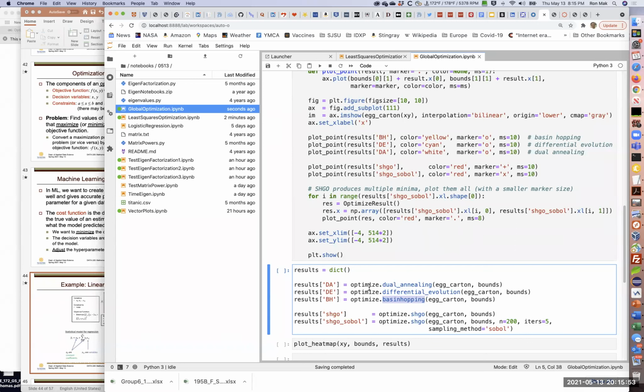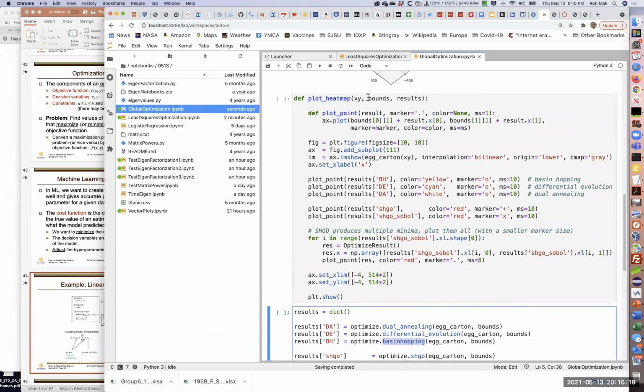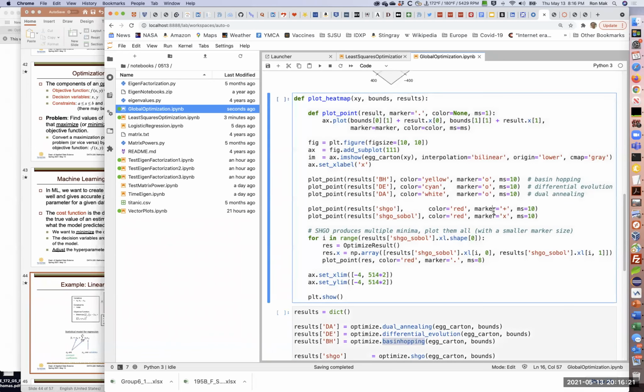DA is dual annealing, DE is differential evolution, and BH is basin hopping, and I don't know what this one stands for. Now this one actually is interesting in that it finds all the local minima, not just the global ones. All right, so this plots a heat map. That's what this function does.